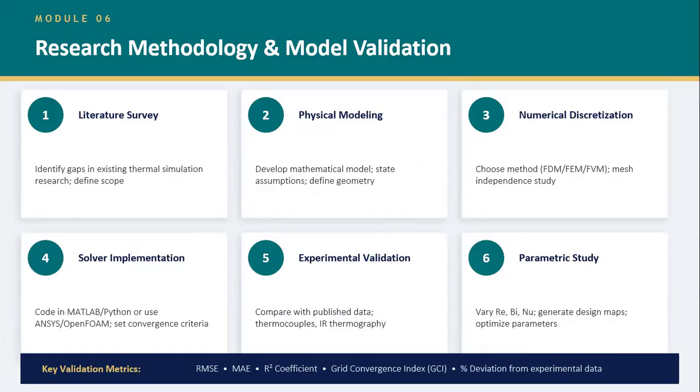The validation metrics such as root mean square error, mean absolute error, R squared values, and grid convergence index are commonly used to evaluate the model accuracy in terms of solution difference. It is important to remember that the simulation results are only as reliable as their validation process.